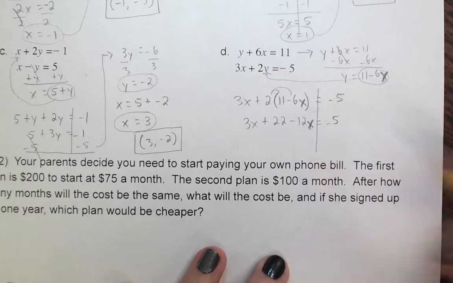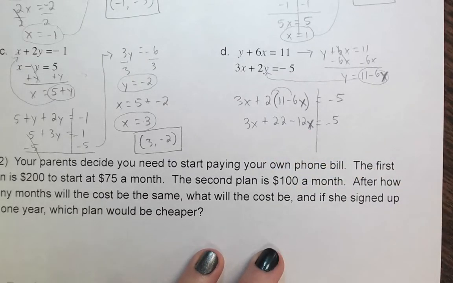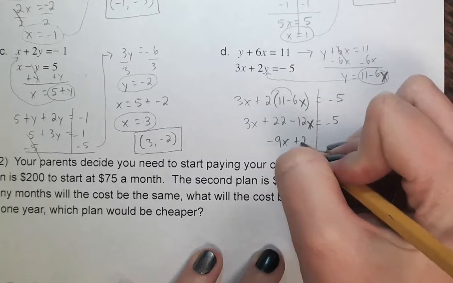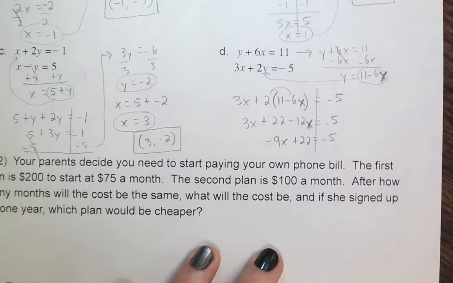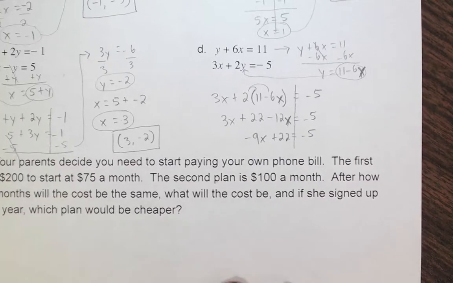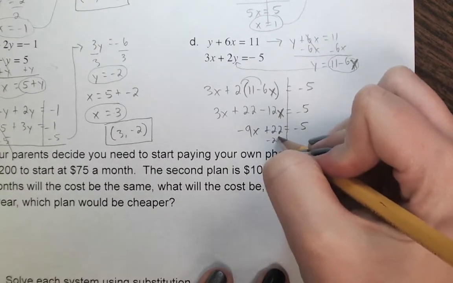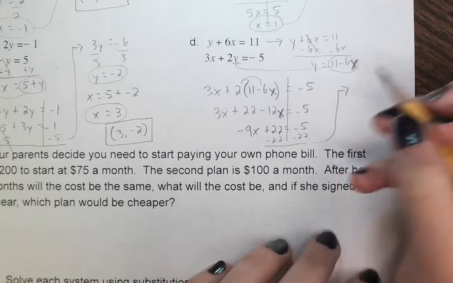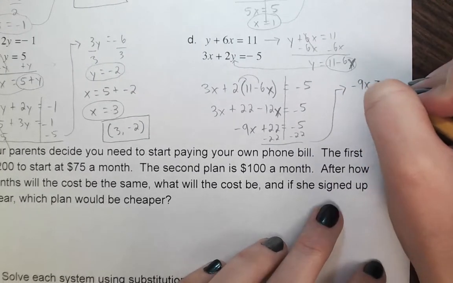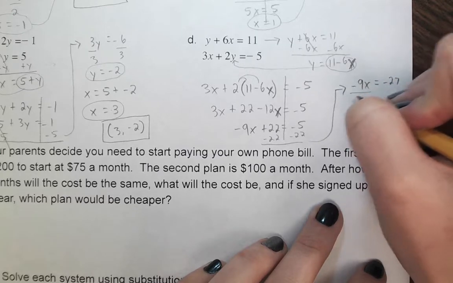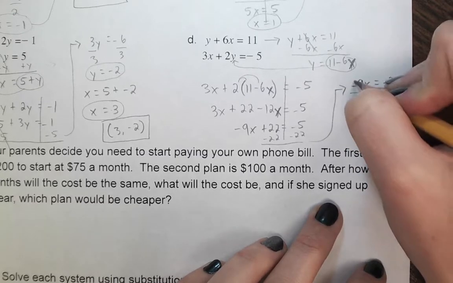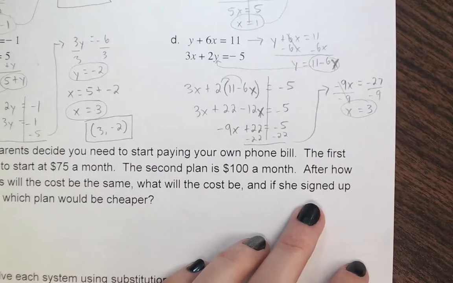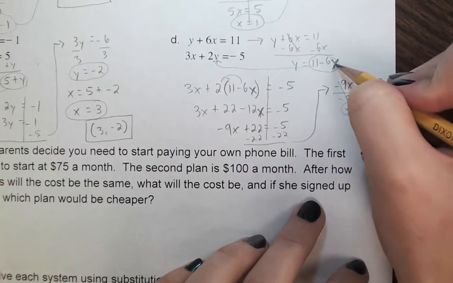Okay, so now I have 3x minus 12x on the same side. So I'm going to combine those. I would subtract 22 from both sides. Divide by negative 9. And then plug that back in. So I'm going to plug it back in up here.